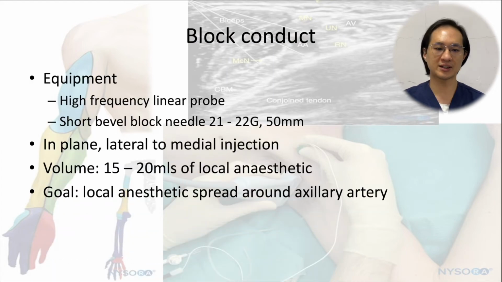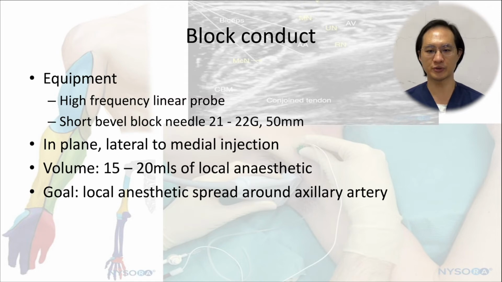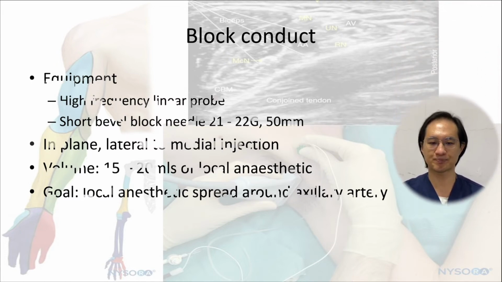So how do we conduct the block? Usually we use a high-frequency linear probe and a short bevel needle, usually 21 to 22 gauge. We don't need a very long needle; usually a 50 mm needle would suffice. The injection is usually an in-plane technique, lateral to medial. The usual volume of local anesthetic is between 15 to 20 mL, and the goal of the block is to spread local anesthetic around the axillary artery.